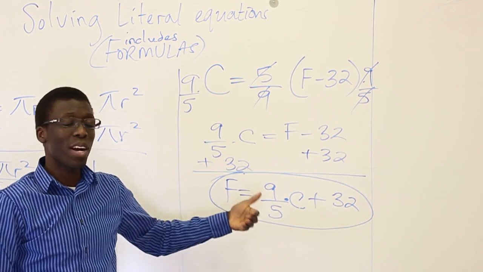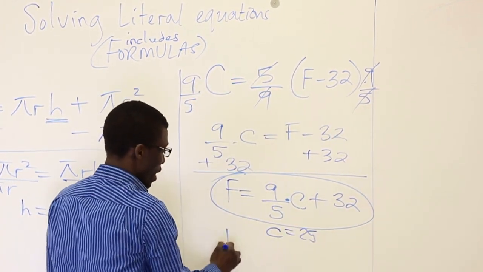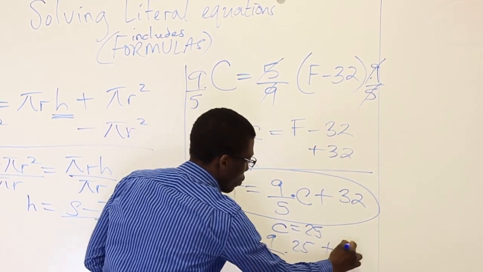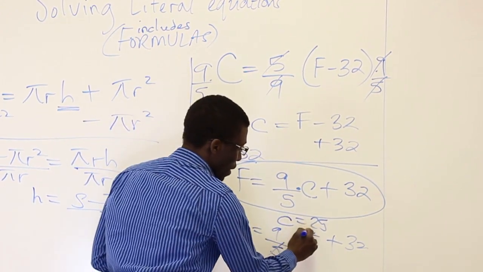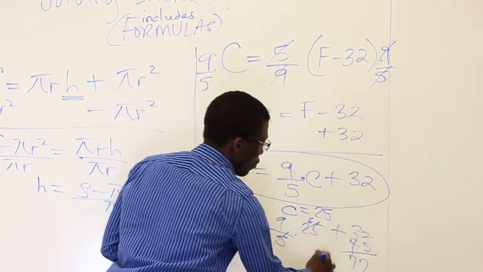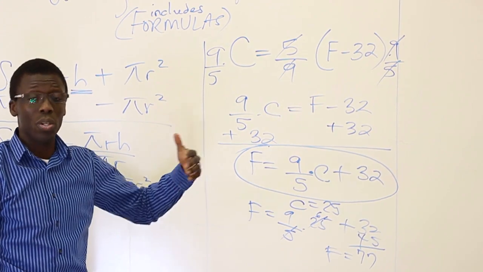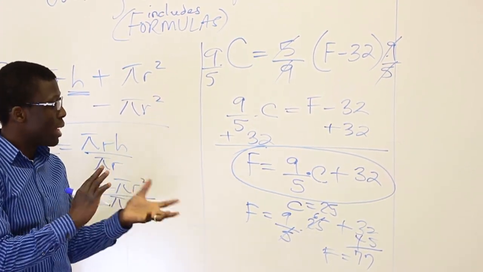So that would be like simplifying algebraic expressions. Now if I tell you what if c is 25, then you say f is equal to 9 over 5 times 25 plus 32. 5 goes into 25 5 times, so 9 times 5 is 45. So you add 45 to 32, you get 77. It's 77 degrees in that part of the world where it's 25 degrees Celsius. 77 degrees Fahrenheit.